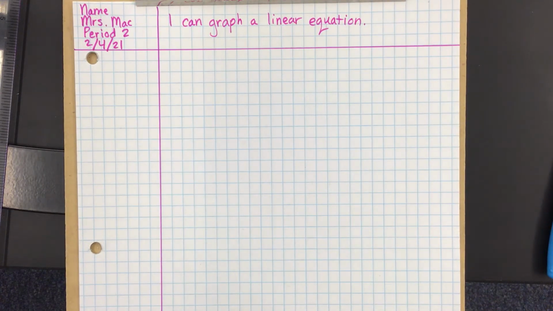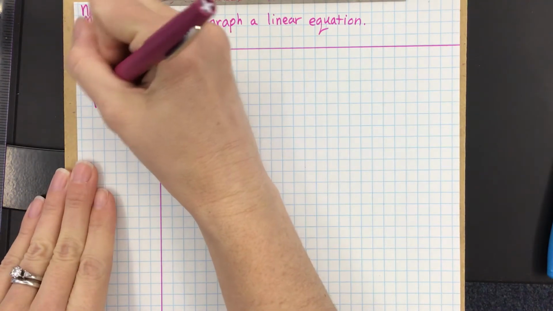All right, so our learning target today is I can graph a linear equation. So before we get started though, I want to review the coordinate plane with you that you learned in 6th grade, just to make sure you know how to graph points on all 4 quadrants. Okay, so let's go ahead and set this up.